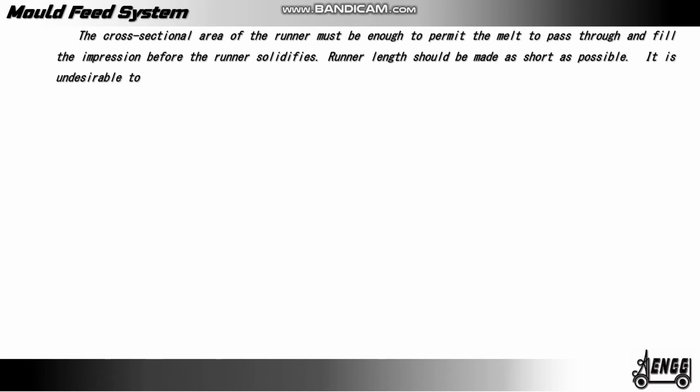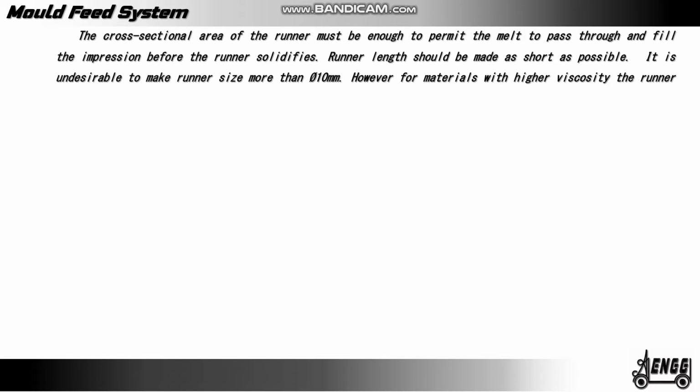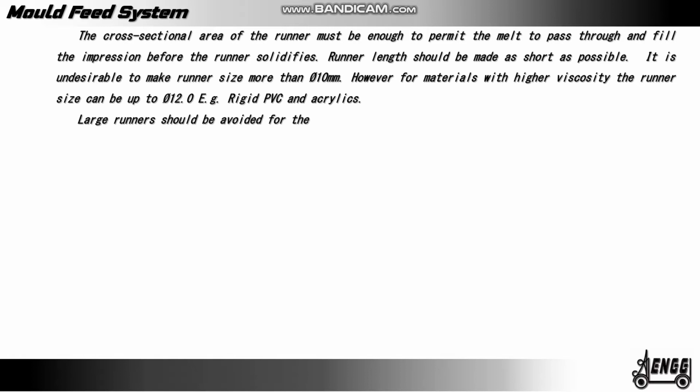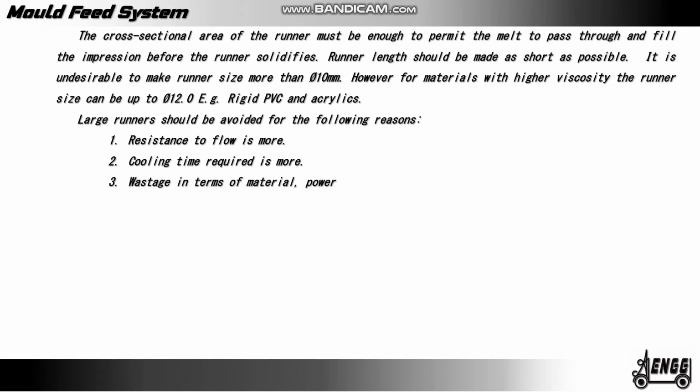It is undesirable to make a runner size more than diameter mm. However, for materials with higher viscosity, the runner size can be up to diameter 12 mm. Examples are rigid PVC and acrylic. Large runners should be avoided for the following reasons. 1. Resistance to flow is more. 2. Cooling time required is more. 3. Wastage in terms of material, power and labor. 4. Clamping pressure required is more.